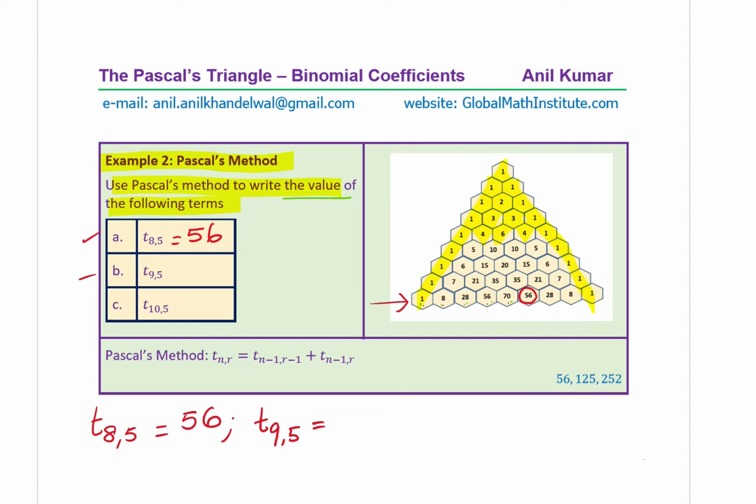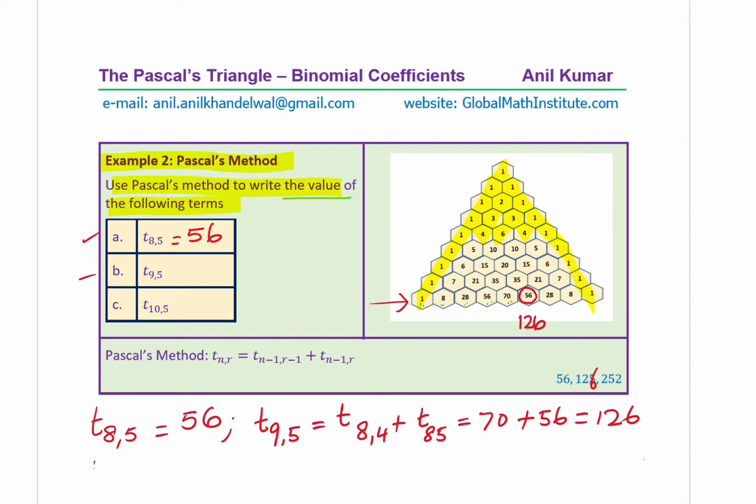Now, so we got this one which is equal to 56, and now let's look into T95. Now T95 will be sum of T84 and T85, correct? Now T84 is for us 70, right? So it is 70 plus T85 is 56. And when you add them, you get 126, which is the correct answer for T95. So we get T95 as 126. Let me write down 126 as T95 under this.